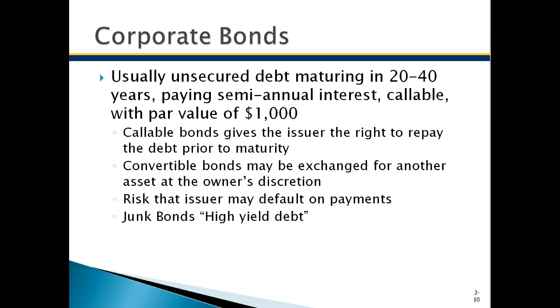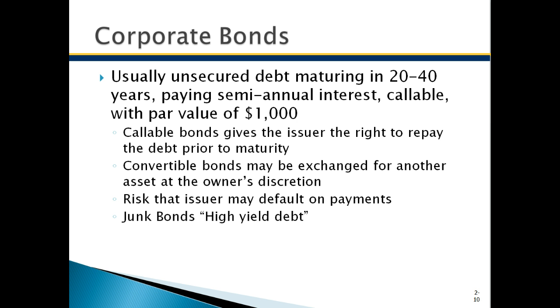So if we go to corporate bonds, their maturities can be anywhere from 20 to 40 years. There's even been some 100-year bonds from Disney and Coca-Cola, but those are a rarity. Now, they pay semi-annual interest. Some bonds will pay monthly interest, like municipals and mortgage bonds typically can pay monthly interest, but corporate bonds typically pay semi-annual interest, or every 6 months. They're callable, and the par value generally always starts at $1,000 for these bonds.